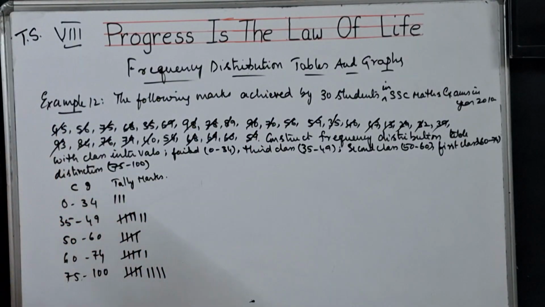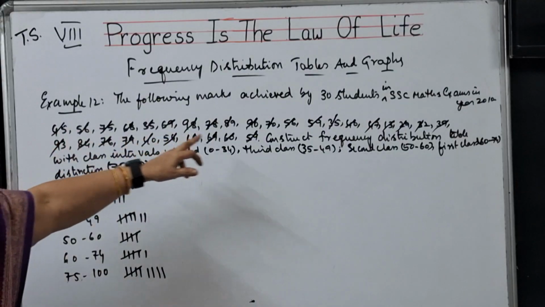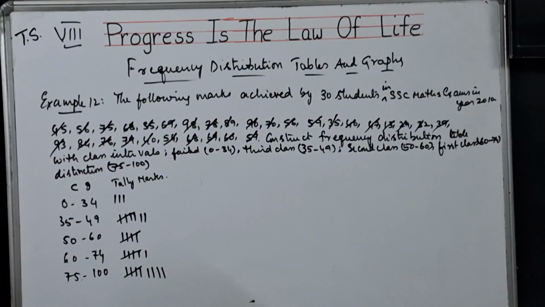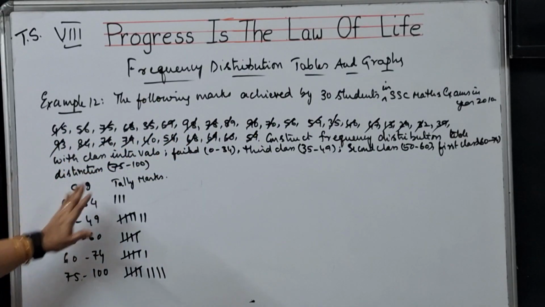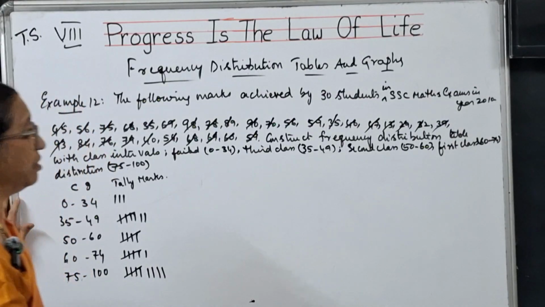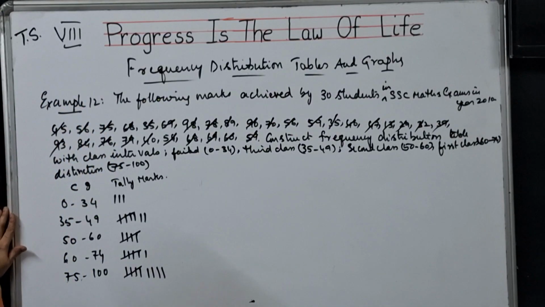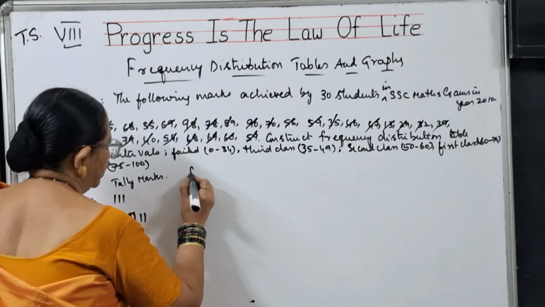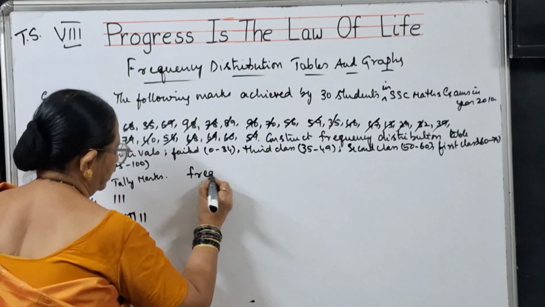See children, I have crossed all. Crossing the numbers means you have taken all the numbers in this. Tally marks should be written in this way. If you write this way, it's very, very easy for you to write the tally marks. After writing the tally marks, next you have to write the frequency.